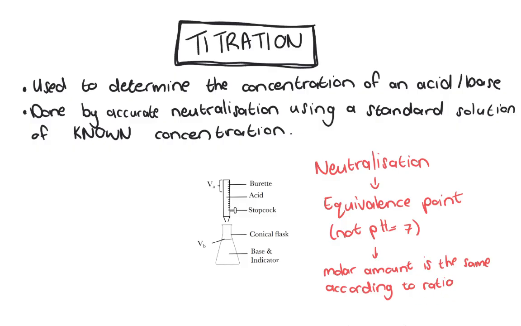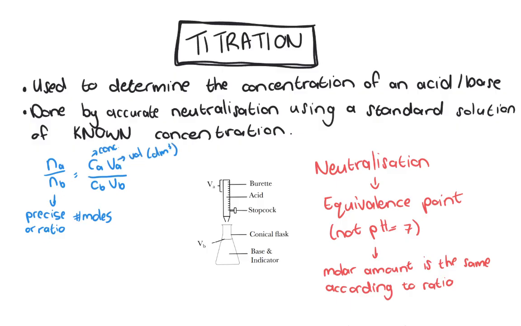So we use this equation to do our calculations when it comes to titrations. Na or Nb can either be the precise mole of the substance, the mole of acid or the mole of base. So A is for acid, B is for base, C for concentration, V for volume, N for mole. Or it can be the mole ratio. So if the ratio is 1 to 2, you would just put in the 1 and the 2, not necessarily the precise number of moles.